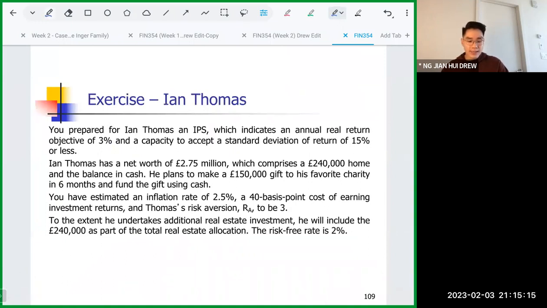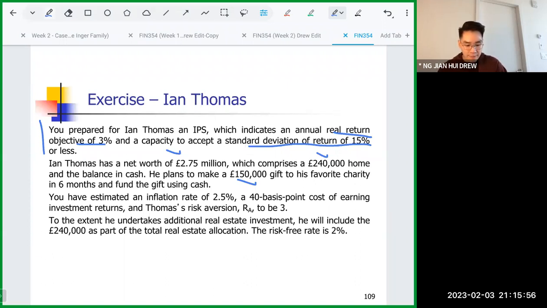Okay, so we have one more example here. This is a bit more like a case study now. So Ian has a net worth of this. It comprises a home. So when you see home, you must think that the home is illiquid. Okay, so you need to think about illiquid already. And he plans to make a gift of this amount. Oh wait, before that, in the first paragraph, he said that he has a real return objective. Remember last lecture, we talked about nominal and real and all those things. So we have a real objective of 3%, a standard deviation of 15% or less.